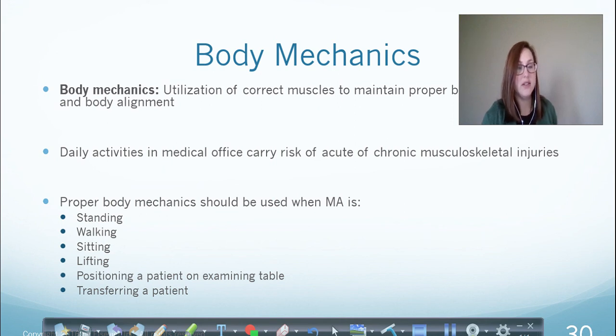Daily activities in the medical office carry risk of developing acute or chronic musculoskeletal injuries. So it's important to use proper body mechanics when you're standing, walking, sitting, lifting, positioning a patient, or transferring a patient. It's very important. It should be used anytime the medical assistant is helping patients in and out of a wheelchair, on and off an exam table, assisting with procedures, or moving equipment.